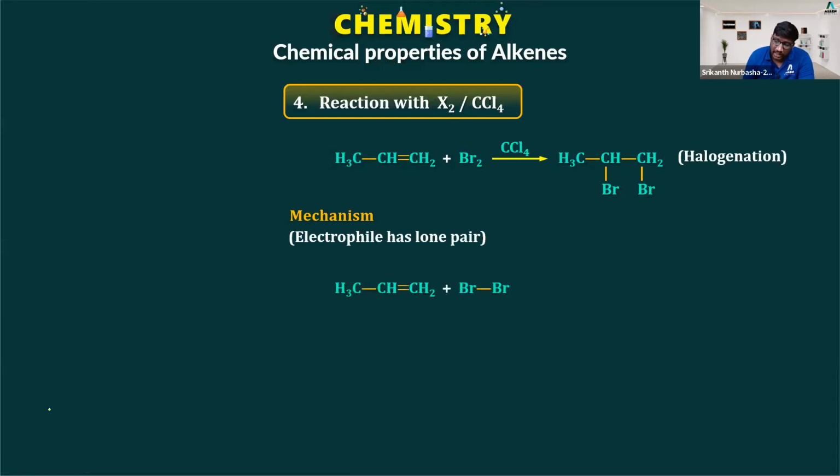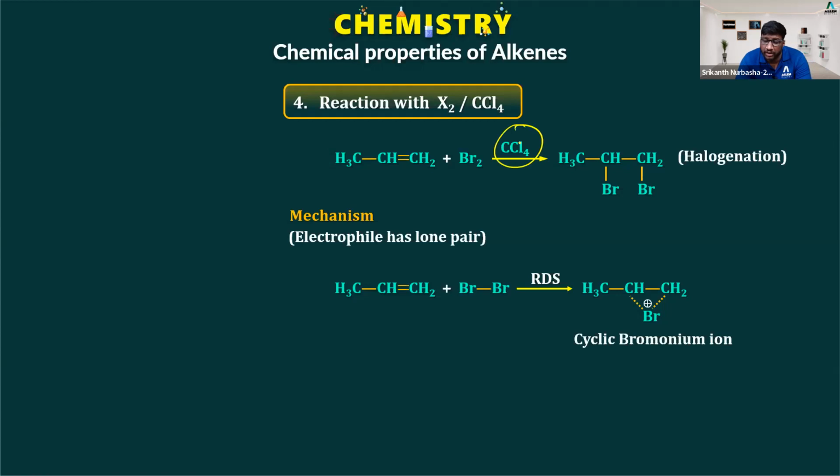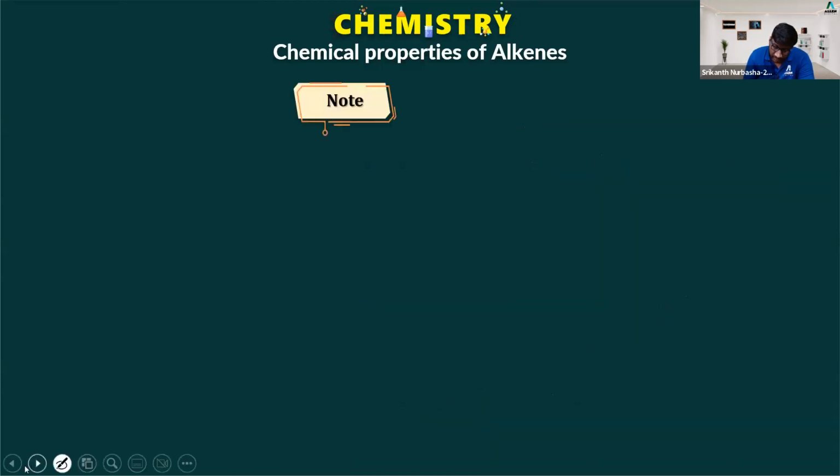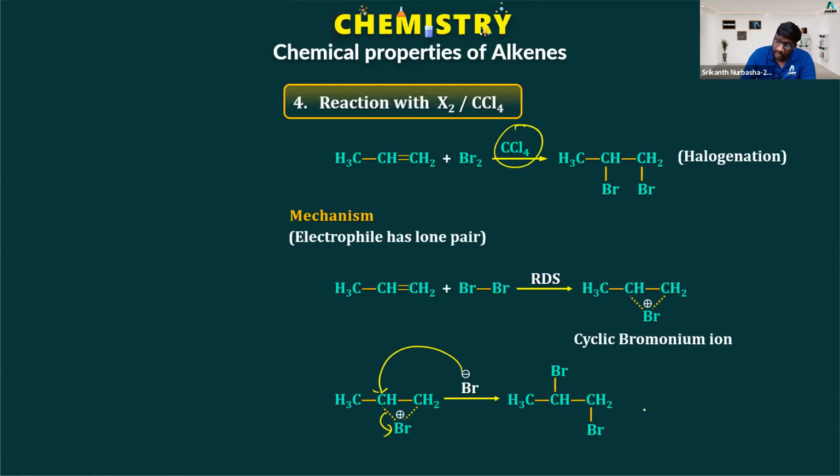So CH3CH=CH2 plus Br2 in the presence of CCl4. CCl4 is important, a non-polar solvent. If you have a polar solvent, the solvent water itself acts as a nucleophile. Cyclic bromonium ion is obtained. The cyclic bromonium ion is attacked by Br minus. Br minus attacks from the back side, and this carbon-bromine bond cleaves, generating a vicinal dihalide. Vicinal dihalide is obtained.